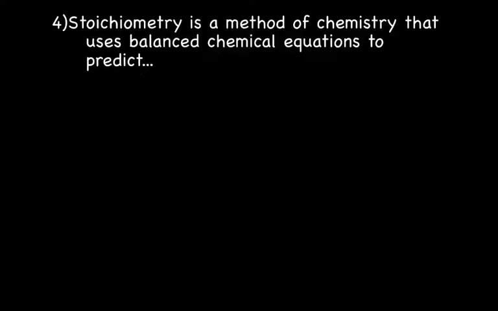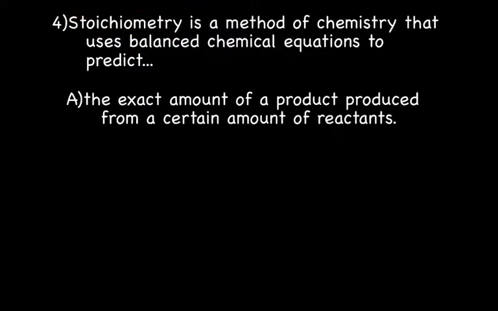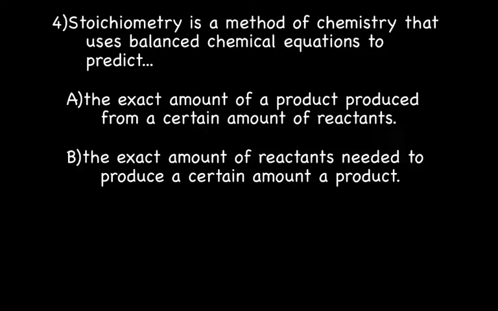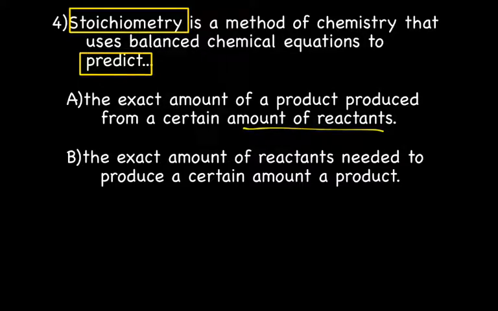Stoichiometry is a method of chemistry that uses a balanced equation to predict the exact amount of a product produced from a certain amount of reactants, or the exact amount of reactants needed to produce a certain amount of product. So again, stoichiometry is used as a prediction, and we can use it to predict the amount of reactants needed or the amount of product produced.